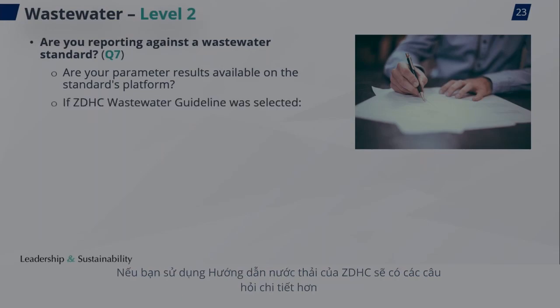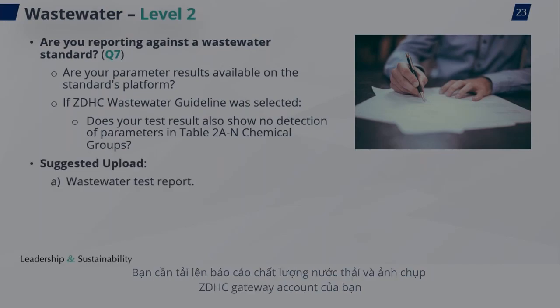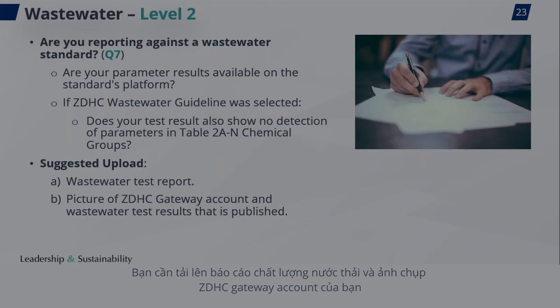And also, if you are using the ZDHC wastewater guideline, do your test results also show no detection of the different parameters mentioned in the different limit tables with the limits within that guideline? So again, you need to upload the documentation, the wastewater test report, and potentially, for example, a picture of the ZDHC Gateway. That's the name of the platform that ZDHC is using, so that we can see that.